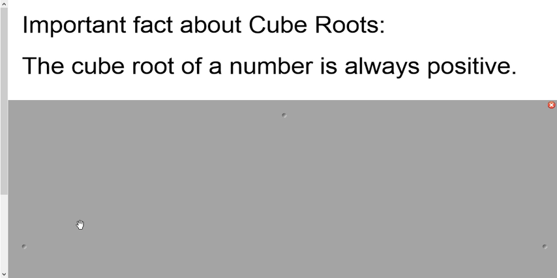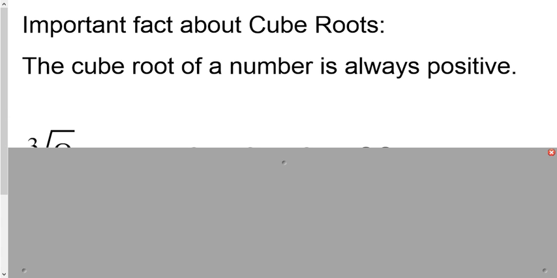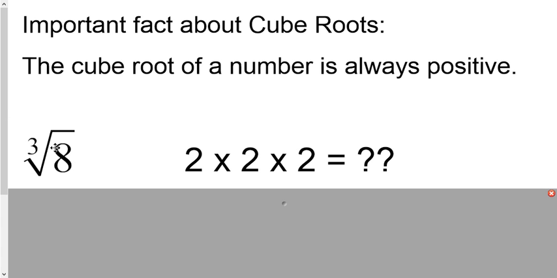Except I forgot this one last page. So here's one important fact. Square roots, they can have a negative answer. But with the cube roots, at least when we're working with positive numbers like the cube root of 8, I know that the answer has to be positive. The cube root of 8 is 2. Why? Because 2 times 2 times 2 is 8. That's why. So why isn't it going to be a negative 2?